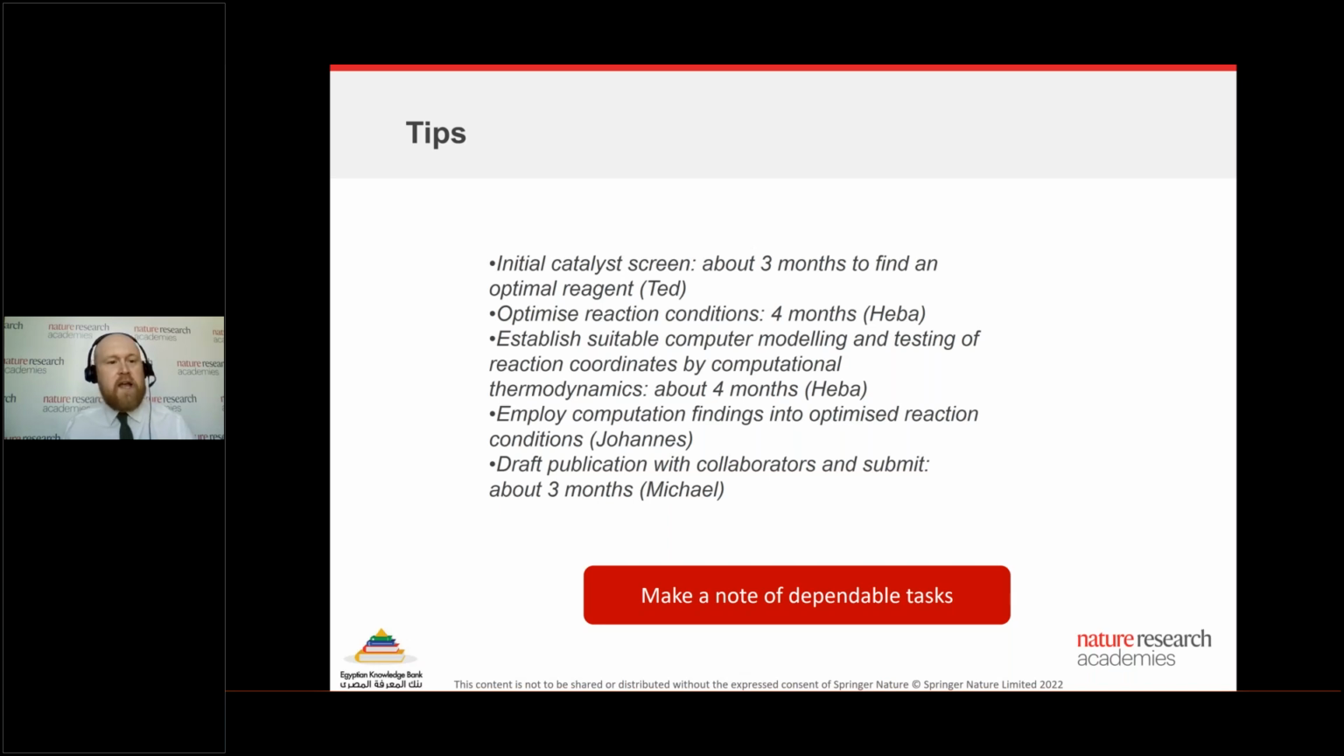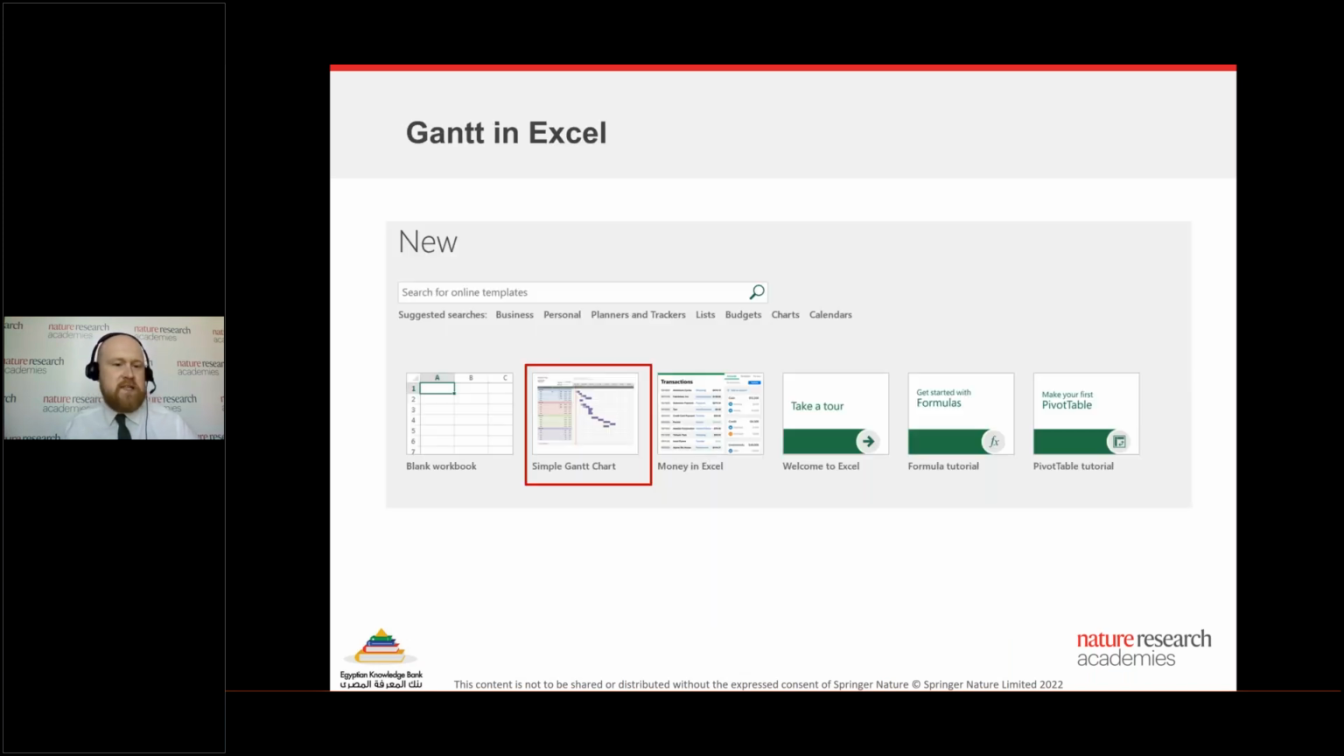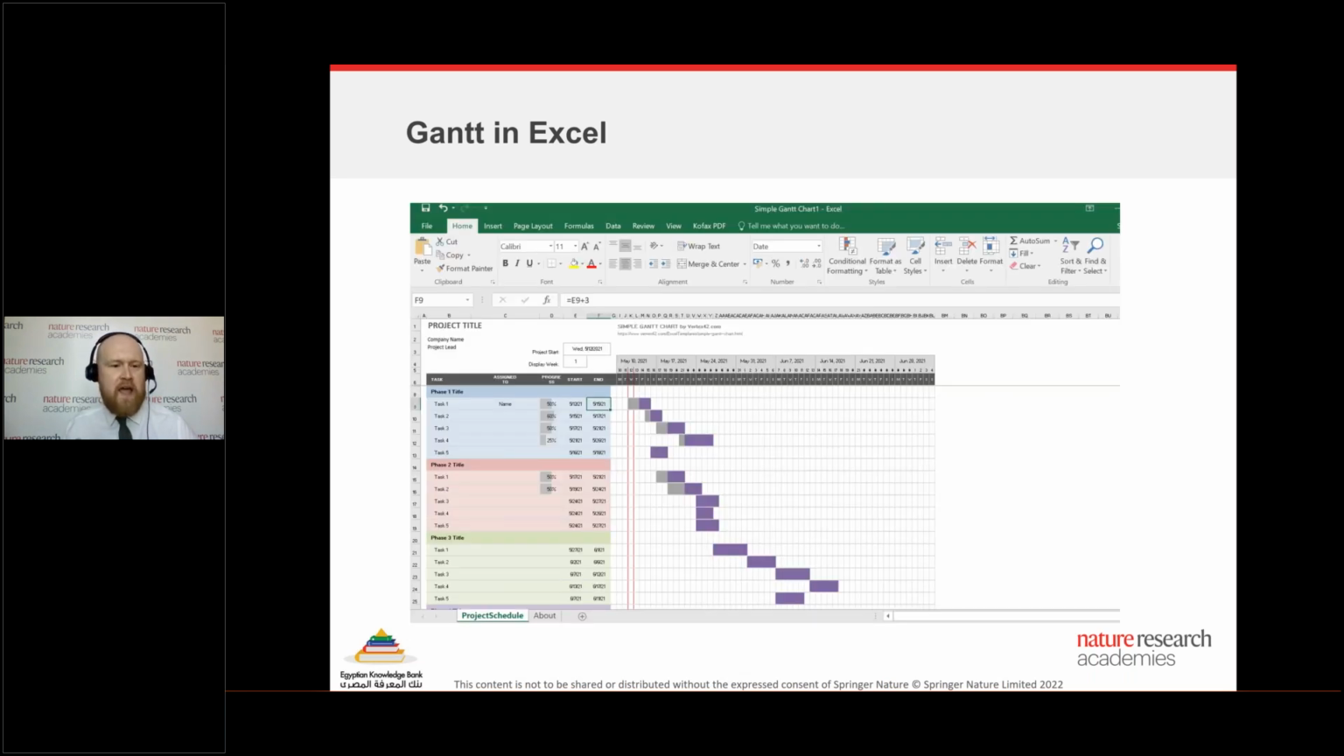Okay, now we can start creating our Gantt chart. Now I do recommend using Microsoft Excel as a way to generate a simple Gantt chart. So if you haven't made one before, then Excel would be a great starting point. I recommend simply using the simple Gantt chart as highlighted here. And now you can start adding in the different tasks and the dates to your Gantt chart on Microsoft Excel.